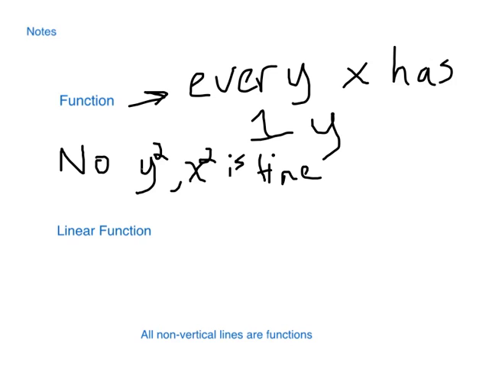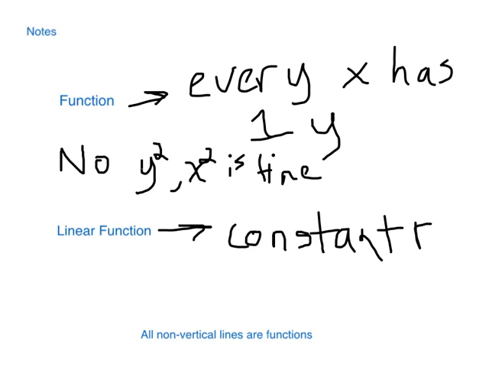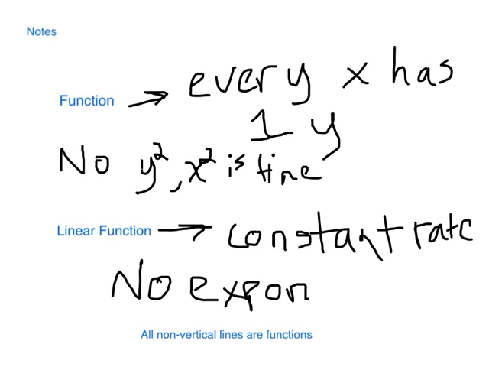Now we're talking about linear functions. What does that mean? A linear function needs to have a constant rate. When we're talking about constant rate, that means that it has a constant slope. And when we're looking at linear functions in an equation, that means that our equation must have no exponents, just like our equation of a line, which is y equals mx plus b.